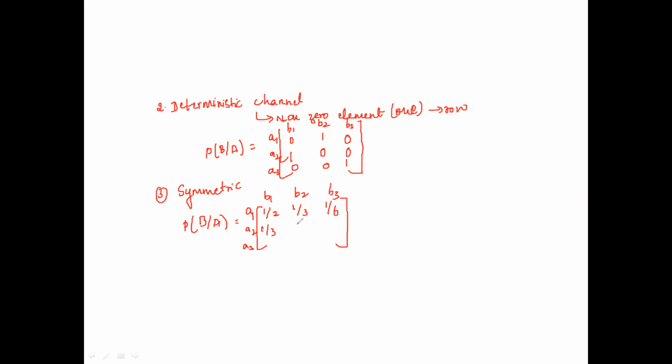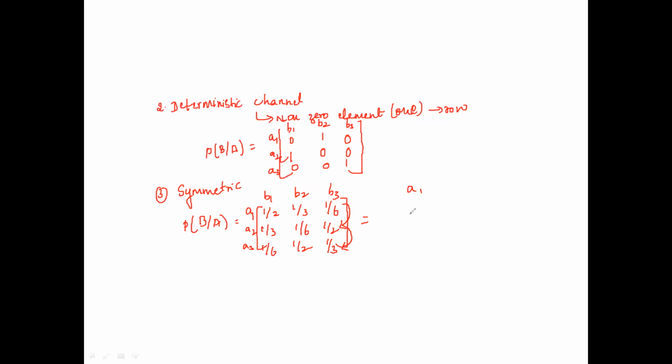So let me take 1 by 3, 1 by 6, 1 by 2, or 1 by 6, 1 by 2, 1 by 3. Just observe the elements of the first row. The same elements are repeated in the second and third rows, but in a different order. Such a channel matrix we call a symmetric or uniform channel.